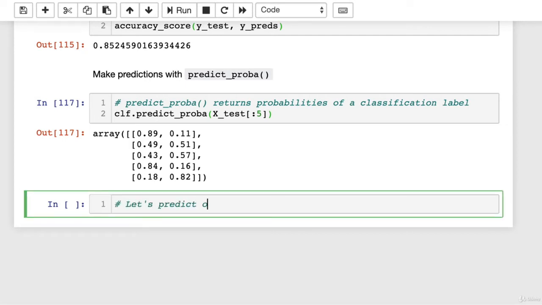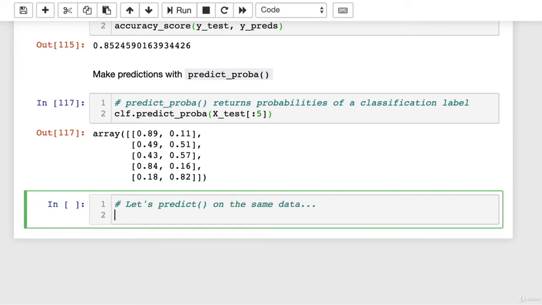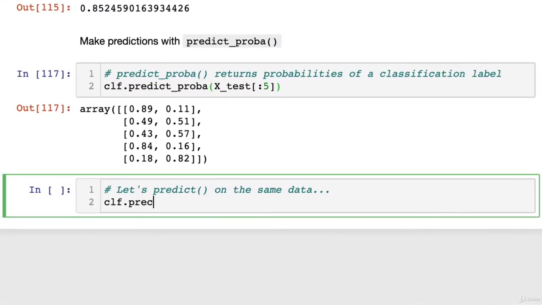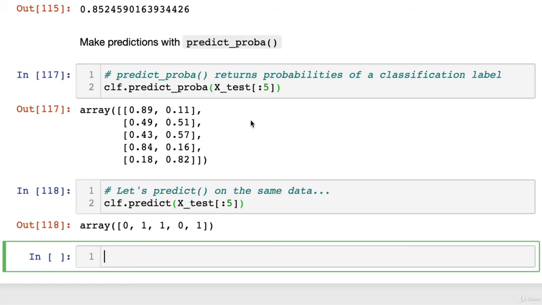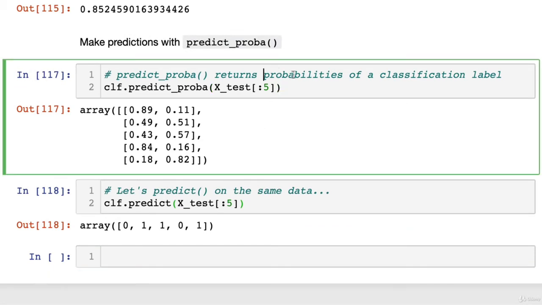Let's predict on the same data. It's probably easier to understand in contrast when we use just the normal predict function. And we want the first 5 of test. All right, so predict proba returns the probabilities of a classification label. That's what we got here. So if we look, let's line this up.